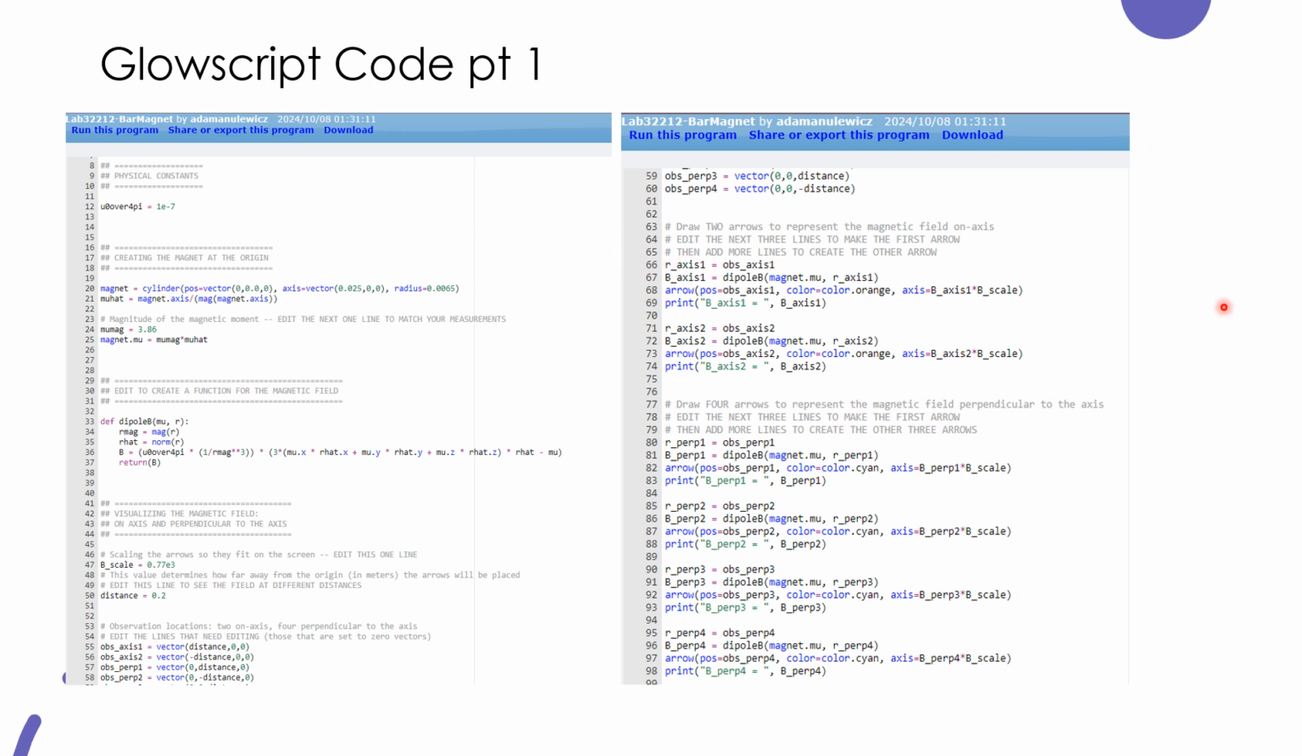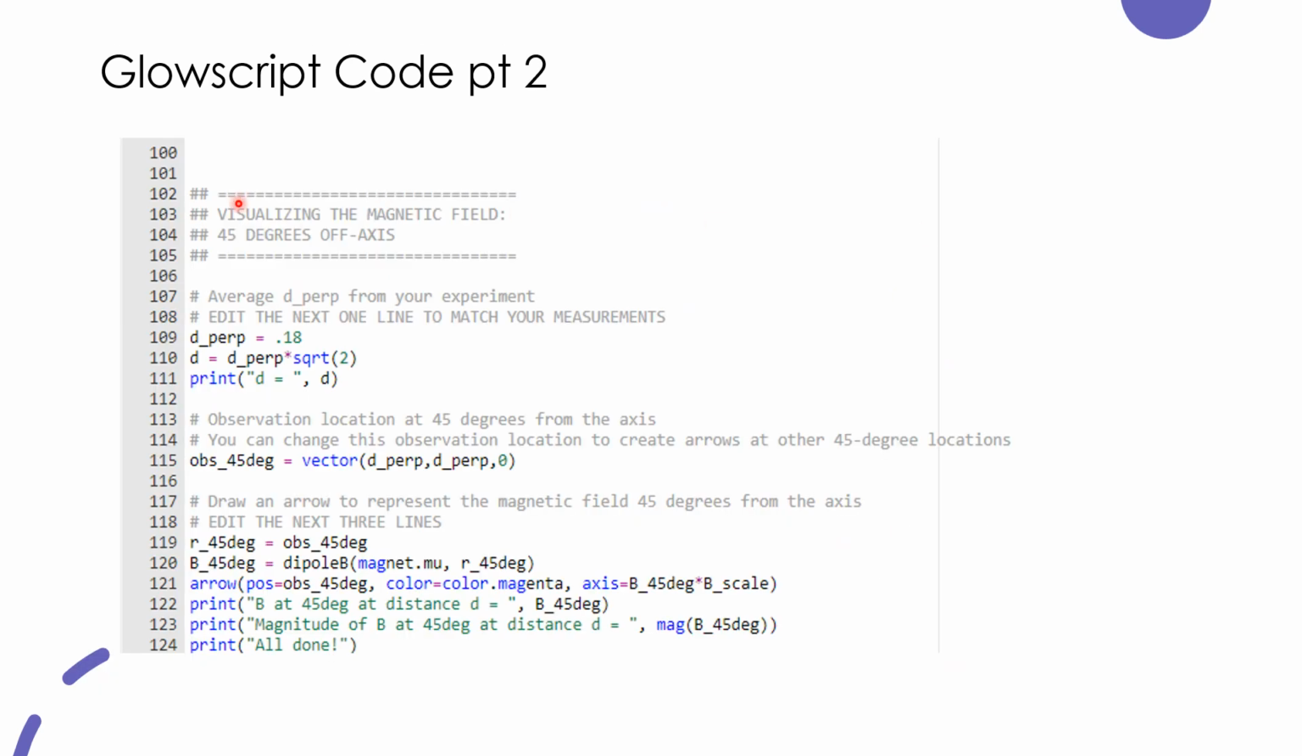Next, we create our arrows for our magnetic field on axis and perpendicular to the axis, which is just standard arrow equations. You can edit the color of the axis for each one to differentiate them. Then we have to visualize our magnetic field 45 degrees off axis, for which we take our d-perp from our experiment, which came out to be 0.18, and we plug that into the following equation, which will draw an arrow to represent the magnetic field 45 degrees from the axis.